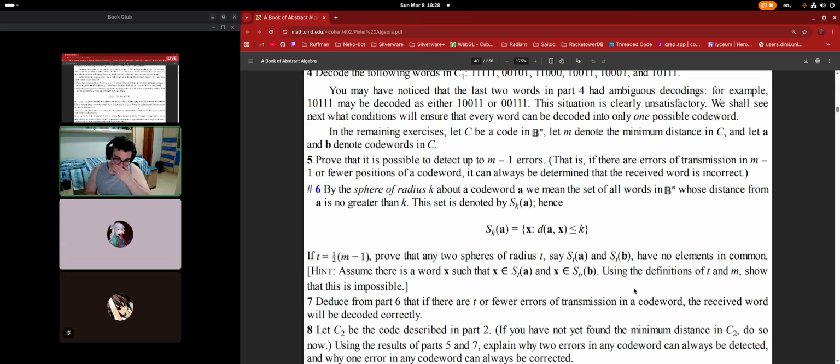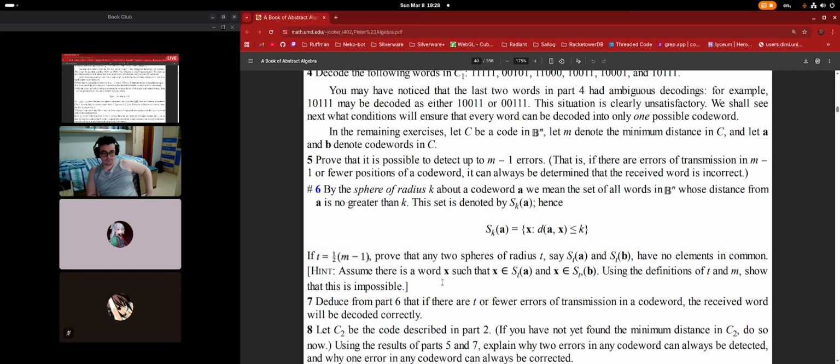So I don't know... oh, there is a hint. Assume there is a word X such that X is contained in both. Using the definitions of t and m, show that this is impossible. So how would you go about proving this one?